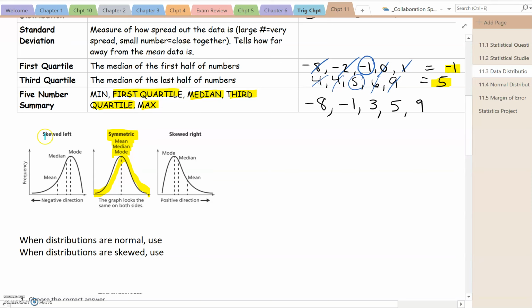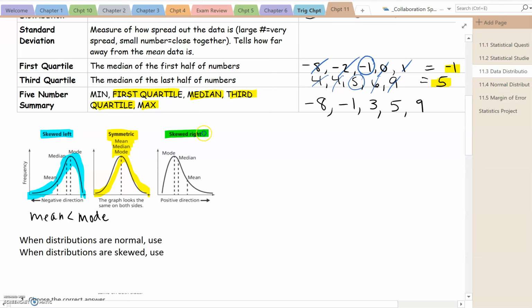When your graph is skewed, it can be skewed either left or right. So when it's skewed left, that means the tail is on the left and the mode is on the right, as you see over here. What you're going to notice here is your mode is at the peak, right? That should make sense. Your mean is still in the middle, though, and your median is closer to your mode, but in between your mean and your mode. Okay, so when your graph is skewed left, your mean is less than your mode.